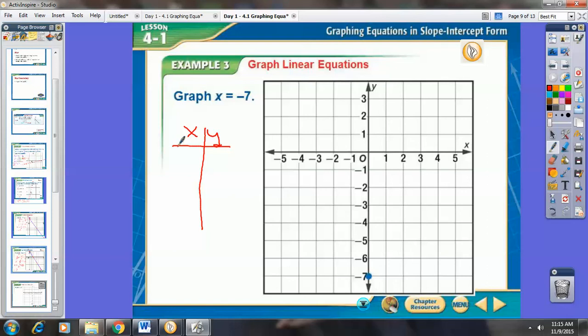In our t-chart, every time x is going to have to equal negative 7. We don't have an option for x other than negative 7. So whatever we put in for x has got to be negative 7. Y could be anything. Y could be 0. But x always has to be negative 7.